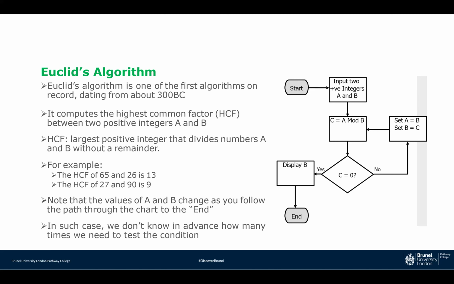Okay, let's run the algorithm once with 65 and 26. So please pay attention. A equals 65 and B equals 26. Correct? Now let's calculate C. C equals what? A modulo B. So 65 modulo 26. How many 26s do I have inside 65? 2. What is left? 13. Now, 13, this is basically C. Is it equal to 0?